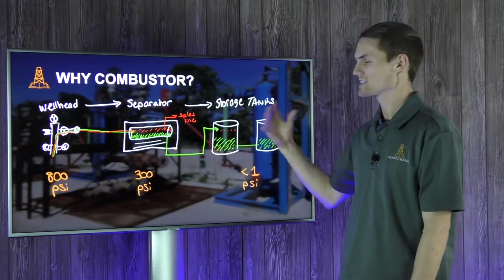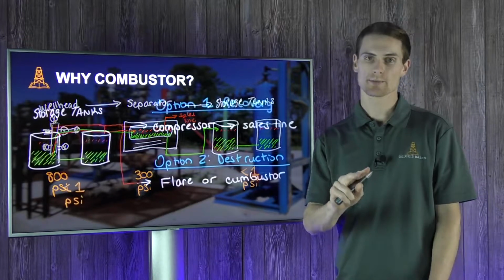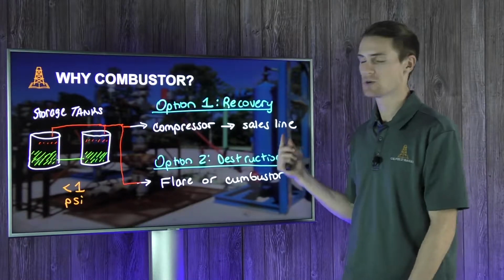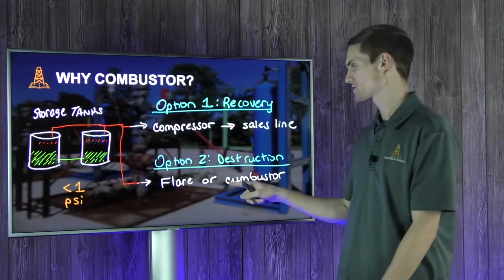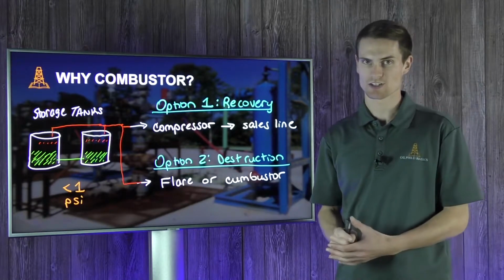So this flash gas has to be taken off of the tanks, and then you've basically got two options. You can either recover the gas and use a compressor to actually compress that gas and send it back into the sales line, or you can actually destruct the gas and either flare it or put it into a combustor.